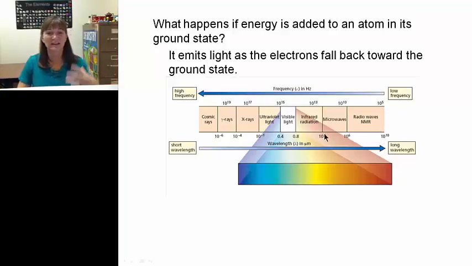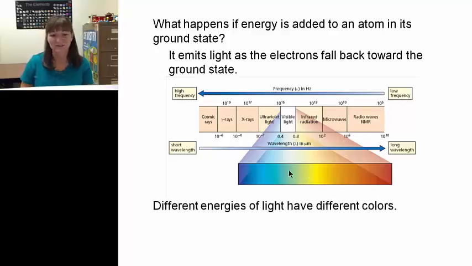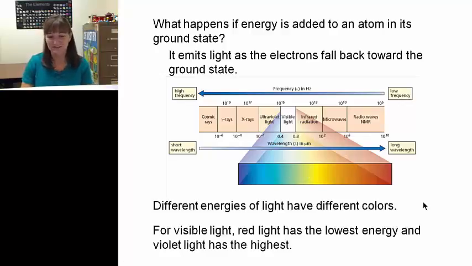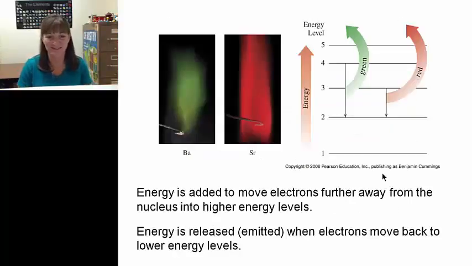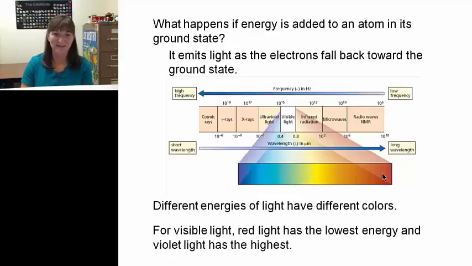And so the atom might give off energy in the ultraviolet light region or the X-ray region. Some of the atoms, however, will give off energy in the visible region, and that's when our eyes can pick up the different colors. So different energies of light have different colors. And for visible light, the red light has the lowest energy and the violet light has the highest energy. That has to do with the gap between the orbit levels. It's a lot deeper than you guys are going to have to know. So what do I want you to know from that slide?